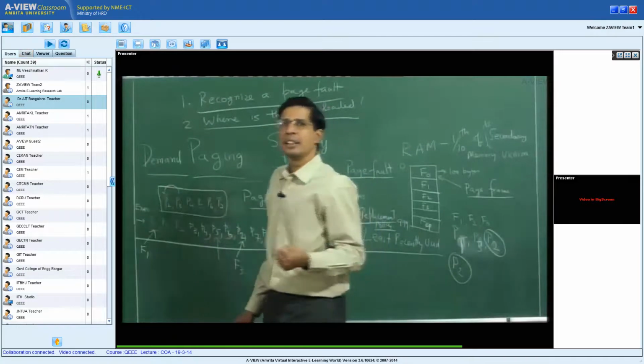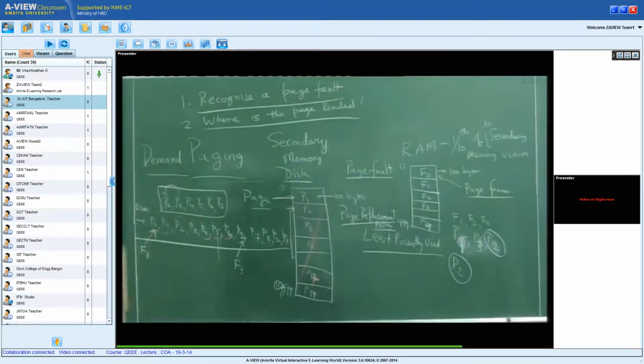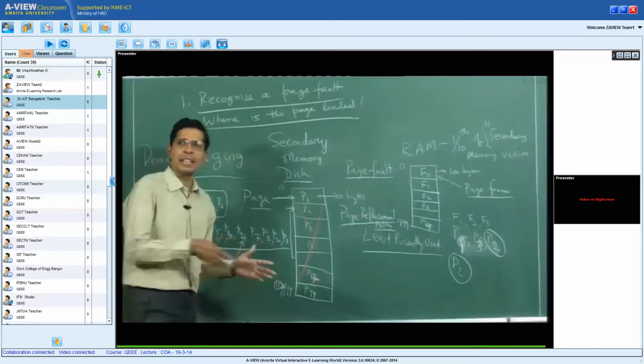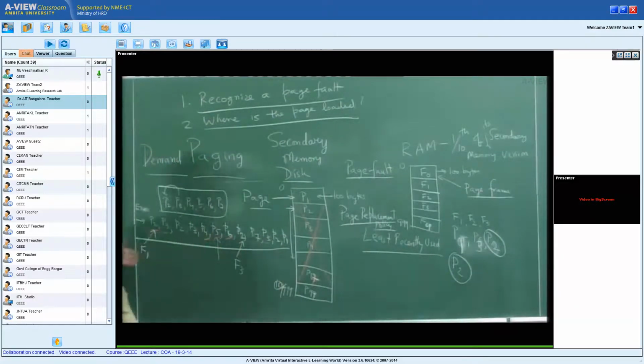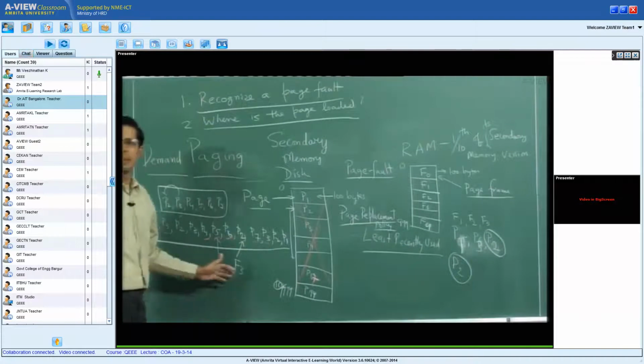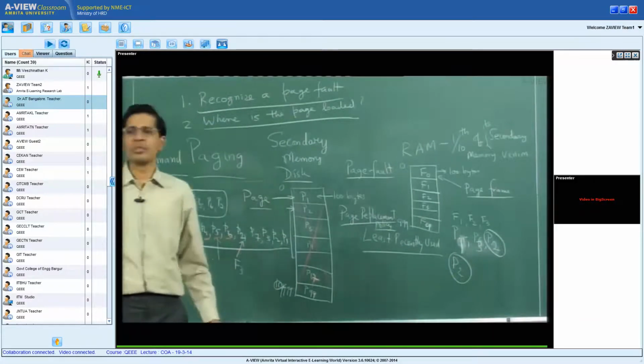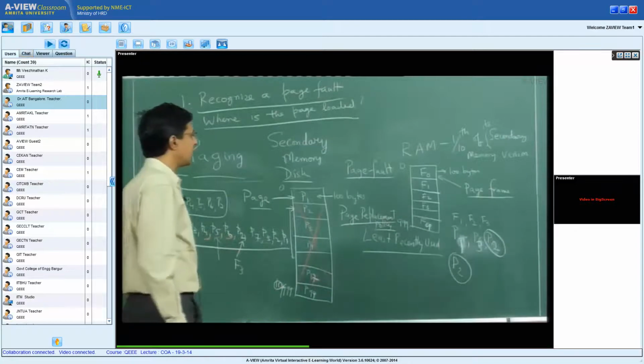Note that a page need not get loaded onto a fixed frame. As we had seen, the same page 2 was loaded twice into the memory in the entire execution of the program. One time it got loaded into frame 1, another time it got loaded into frame 3.